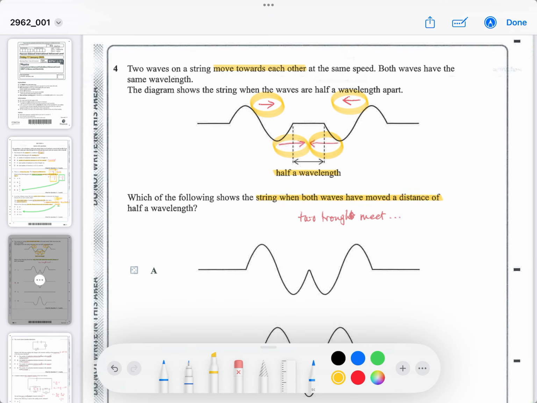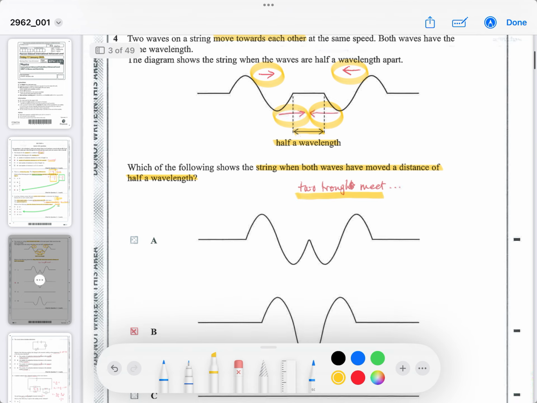So if they both moved a distance of half a wavelength, you can see how much the trough will move towards the middle, and it has to be the same distance as this. So once you see that, you can see the 2 troughs will meet when they move half a wavelength towards each other. So you're looking for the superposition of 2 troughs.